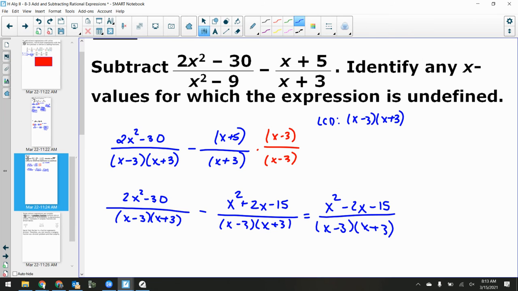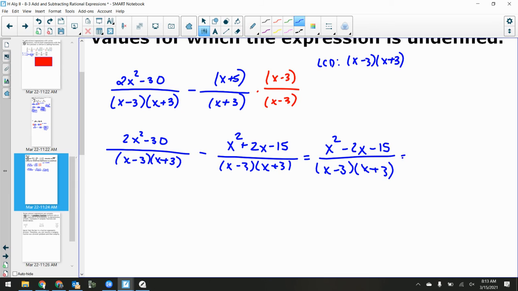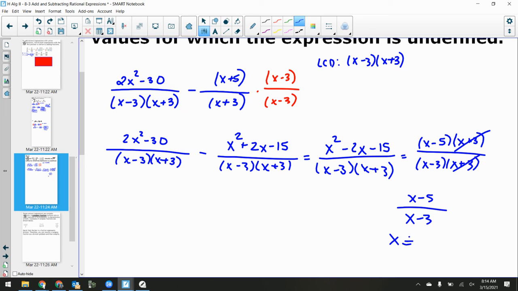And now I factor it down. I factored that down. That's an x minus 5 times x plus 3. Leaving an x minus 3 times x plus 3 on the bottom, which will cancel with the x plus 3's. So x minus 5 over x minus 3 is my final answer. As well as, what can x not equal? Yeah, 3 or negative 3, or plus or minus 3 if you wanted to say it that way too.